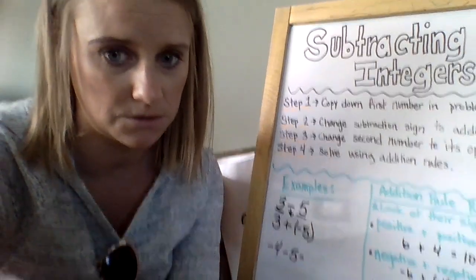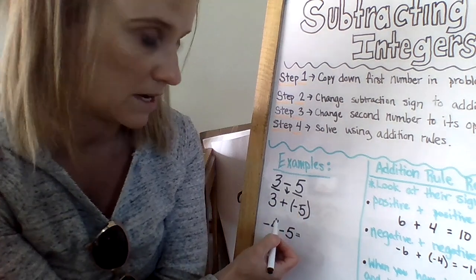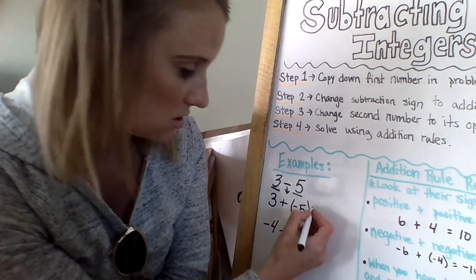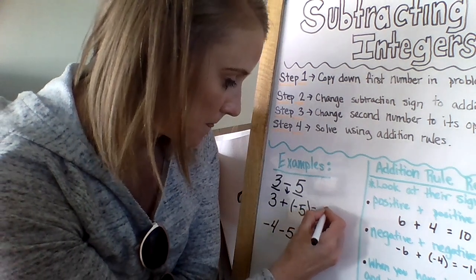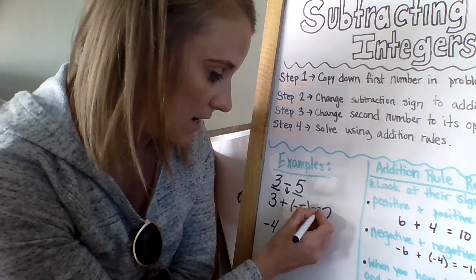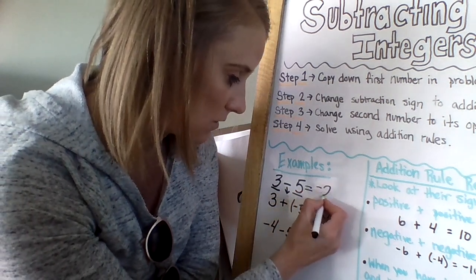Here we are back to my example of 3 minus 5, which became 3 plus a negative 5. So I'm going to subtract those two integers, and then I get a 2. And 5 is the bigger number, so that's going to become a negative 2. So 3 minus 5 equals negative 2.